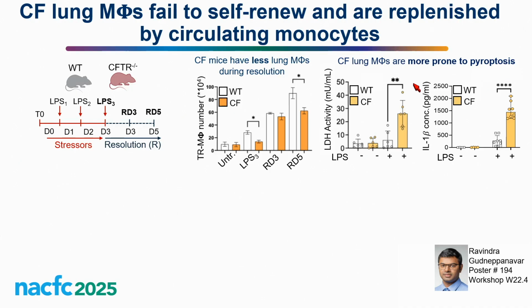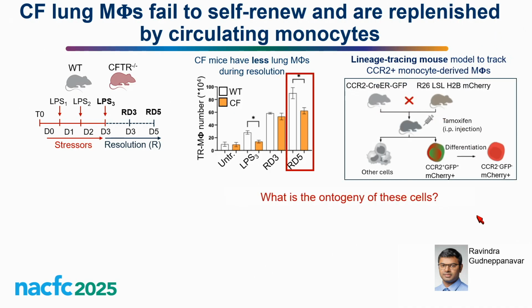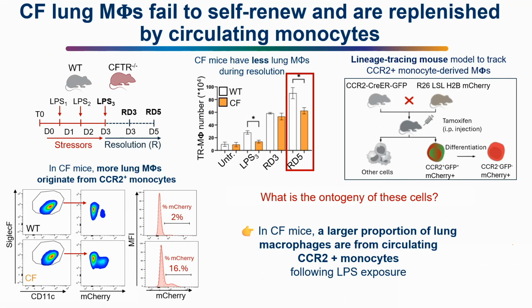And also, those cells are much more prone to apoptosis. But the question is, what is the ontogeny of those cells? And to answer this question, we have developed another mouse model in which we can track the cells that are differentiating from the CCR2 monocytes. When they come from those cells and differentiate, they will maintain a fluorescent protein that in our case was the mCherry. So let's see this in action.